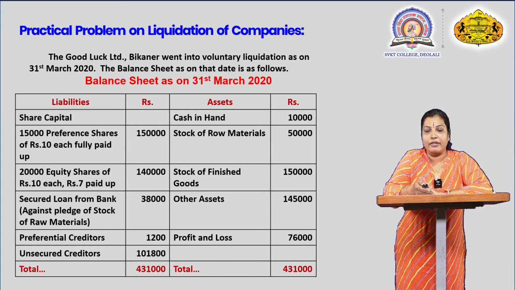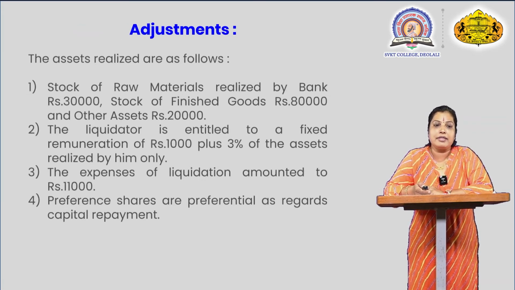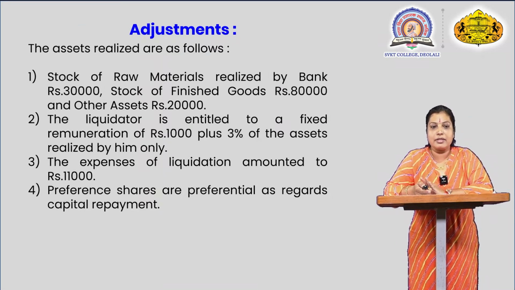Profit and loss 76,000. Profit and loss is a fictitious asset, so we don't consider it in the solution of the practical. Next is adjustment. The first adjustment is assets realized. First is stock of raw material realized by the bank.